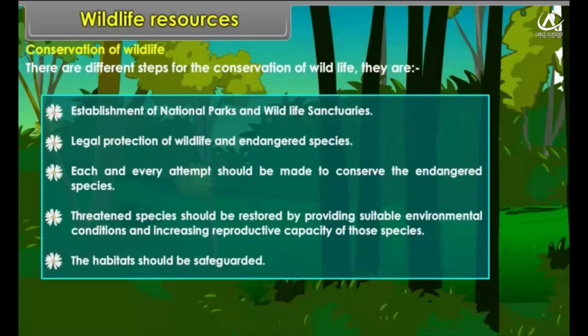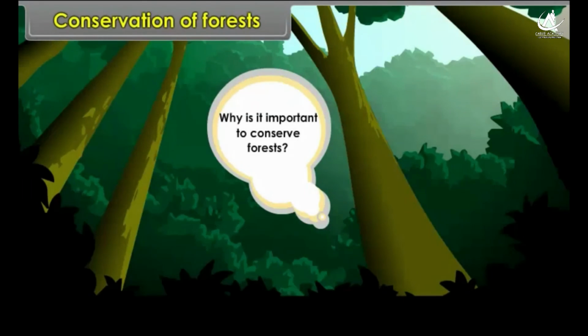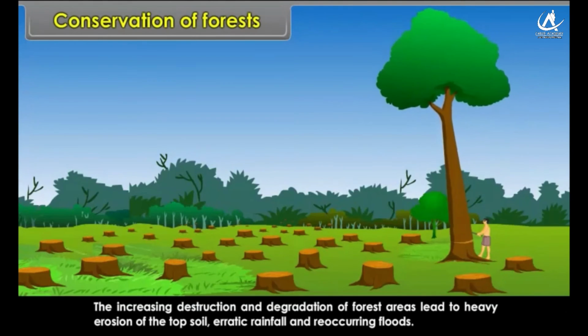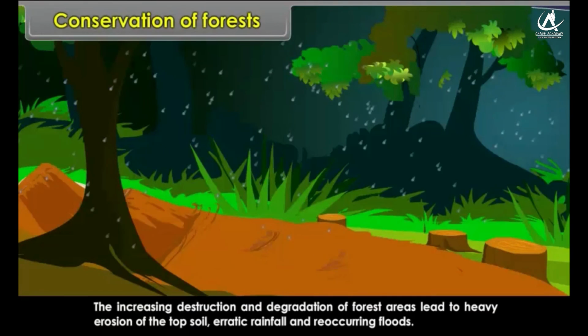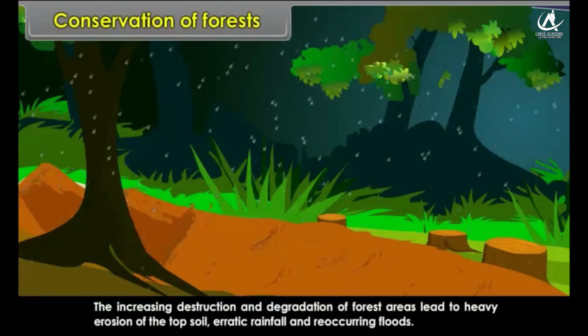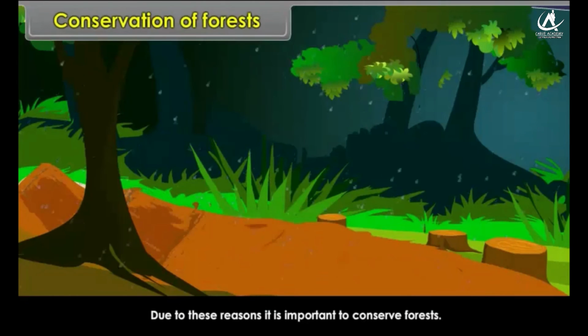Habitats should be safeguarded. Conservation of forests. Why is it important to conserve forests? Forests play a very important role in the life and economy of a nation. The increasing destruction and degradation of forest areas lead to heavy erosion of the topsoil, erratic rainfall and reoccurring floods. Due to these reasons, it is important to conserve forests.